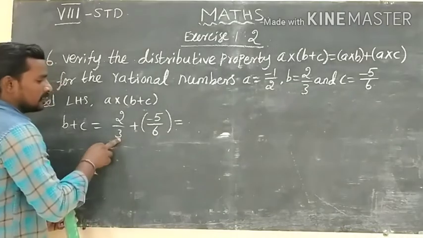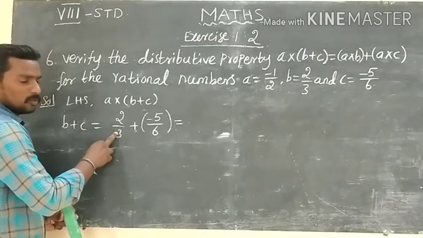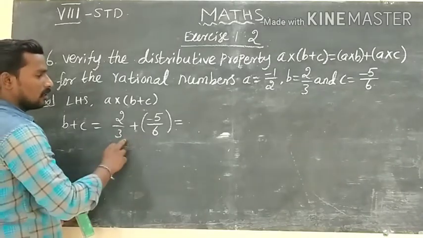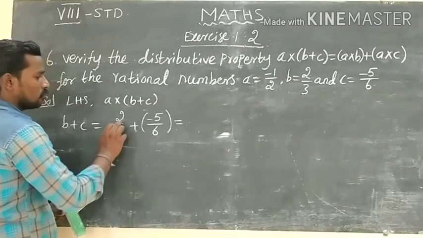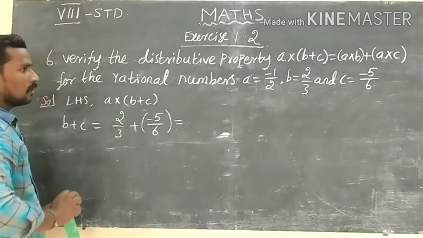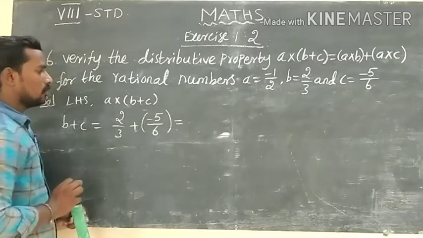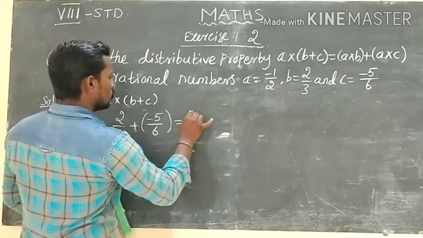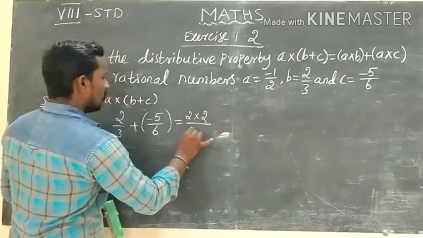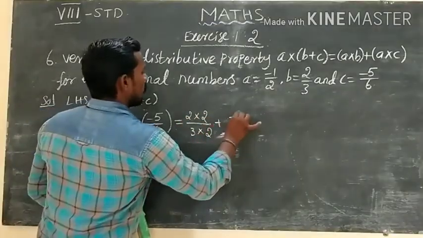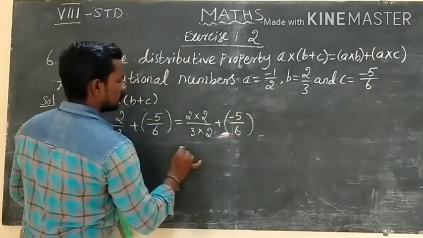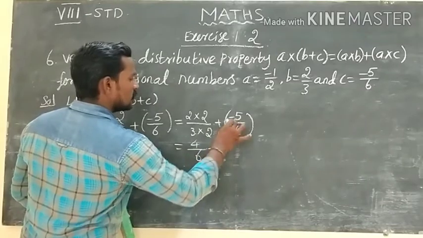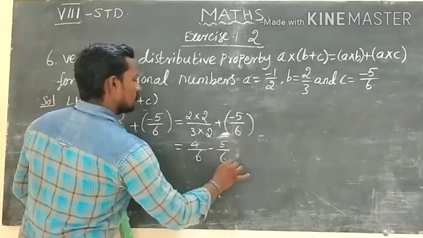To go from 3 to 6, 3 multiplied by 2 we get 6. Now we get the like fraction, so numerator and denominator have to be multiplied by 2. This is the equivalent fraction method. 2 into 2 divided by 3 into 2 plus minus 5 by 6. This is equal to 2 twos are 4 divided by 3 twos are 6, plus minus 5 by 6.